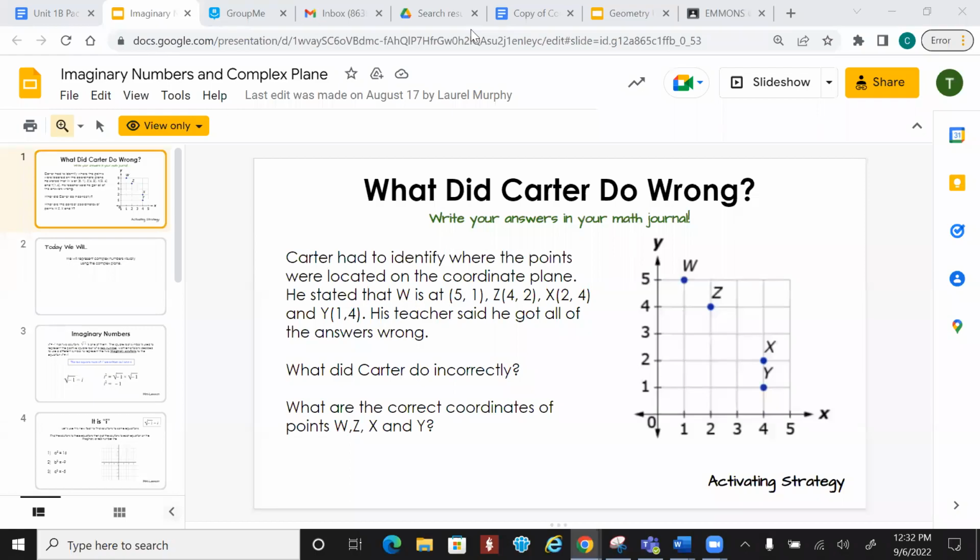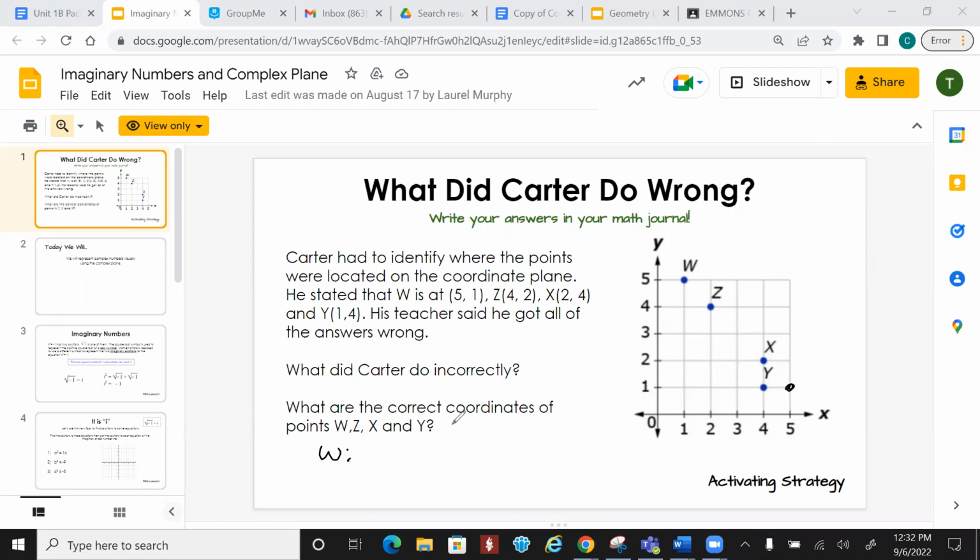Okay, so what did Carter do wrong? What did Carter do wrong? He swapped them, right? So he said 1, 5 instead of 5, 1, right? That makes sense? So he swapped the X and the Y. Okay, so the correct coordinates should have been what? For W, what should they have been?